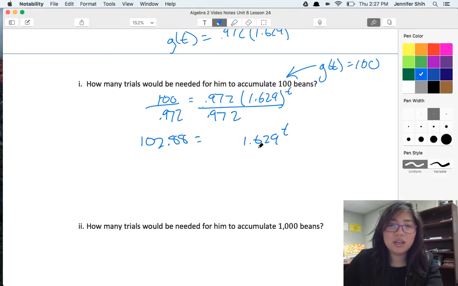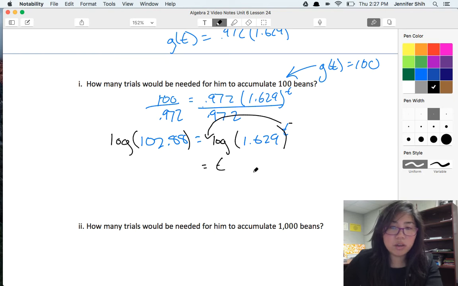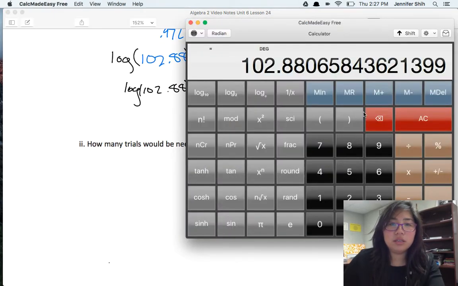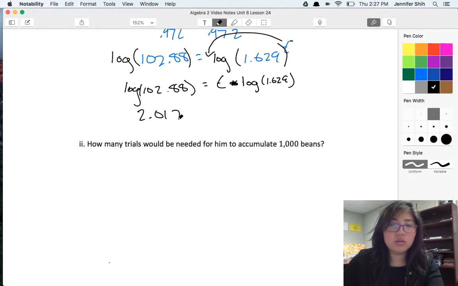Now we're going to take the log of both sides. Log, put the parentheses out here. So now the t is going to move down to the front, and then I'm going to have log of 1.629 times t equals log of 102.88. All right, so let's do this. Take the log, 2.012, and this is equal.